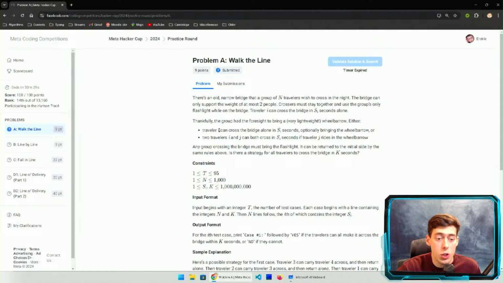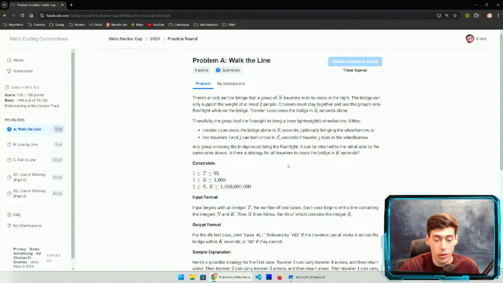Each person i can cross the bridge in S_i seconds. So each person has a time that they need to cross the bridge alone. But also, two people can cross at the same time. And if they do that, one of them gets in a wheelbarrow and is basically pushed by the other person. So the person on foot is the person whose time matters. If you're pushing somebody, apparently that takes exactly the same time as if you were just walking alone. So that's how it works.